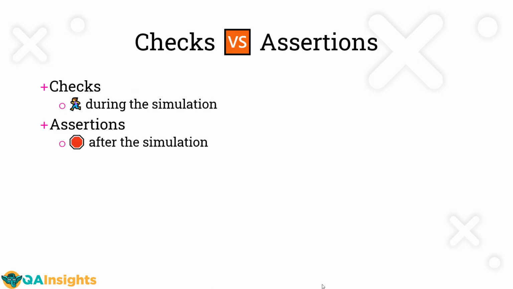In last video, we have seen about checks. Now you may ask, what is the difference between checks and assertions? Checks primarily execute during the simulation. So during your test execution, checks proactively verify actual versus expected, but assertions will get executed after the simulation gets complete.